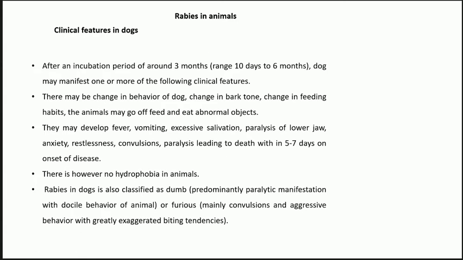So in animals, what happens here? In dogs specifically, after an incubation period of around 3 months, ranging from 10 days to 6 months, a dog may manifest one or more of the following clinical features. This is very important. What kind of infection actually takes place? There may be a change in the behavior of the dog, a change in the bark tone, and a change in feeding habits. The animal may go off feed and eat abnormal objects. This is very important: the behavior of the dog changes and the barking tone changes.